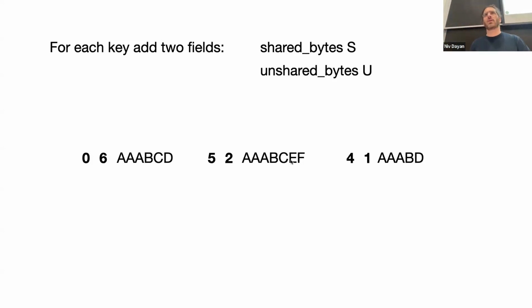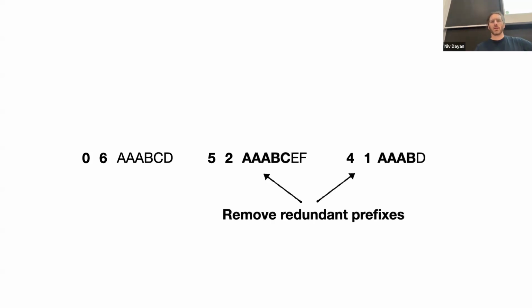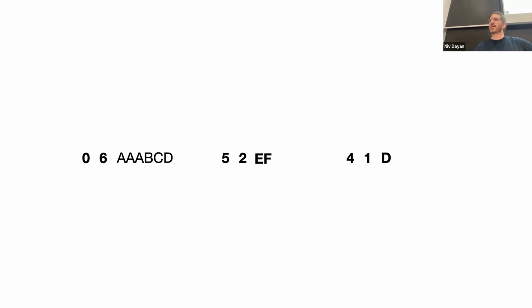Question? Do we need to store shared bytes? Can we just figure out total bytes shared? Okay, great question. Why do we still need to store the unshared bytes? Does anybody know? Exactly. You don't know what the length of this key is. Yes. So we need both. Okay, does this make sense? All right, good. So now we're going to remove these redundant prefixes, and we've saved ourselves a lot of space. So that's nice. Okay, so any issues so far with this encoding?